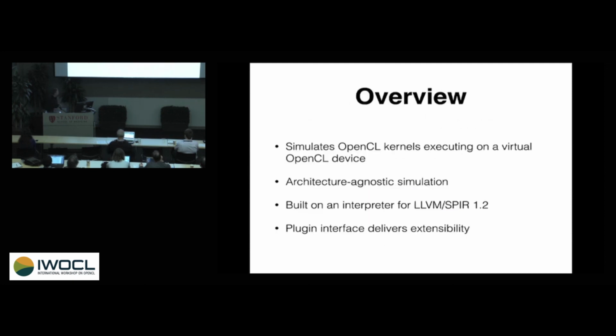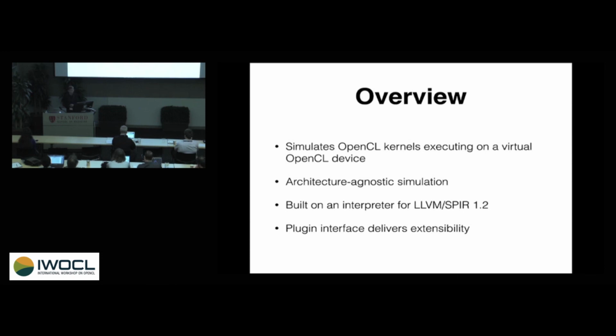So it's called Oclgrind. So what is it? Basically, it's an OpenCL device simulator. So something that takes your OpenCL kernels and simulates how they would execute on an abstract virtual OpenCL device. So it's unlike other simulators. This is an architecture-agnostic simulation. I'll come back to exactly what I mean by that in just a second. And it's built on an interpreter for SPIR 1.2, so the LLVM variant of SPIR.